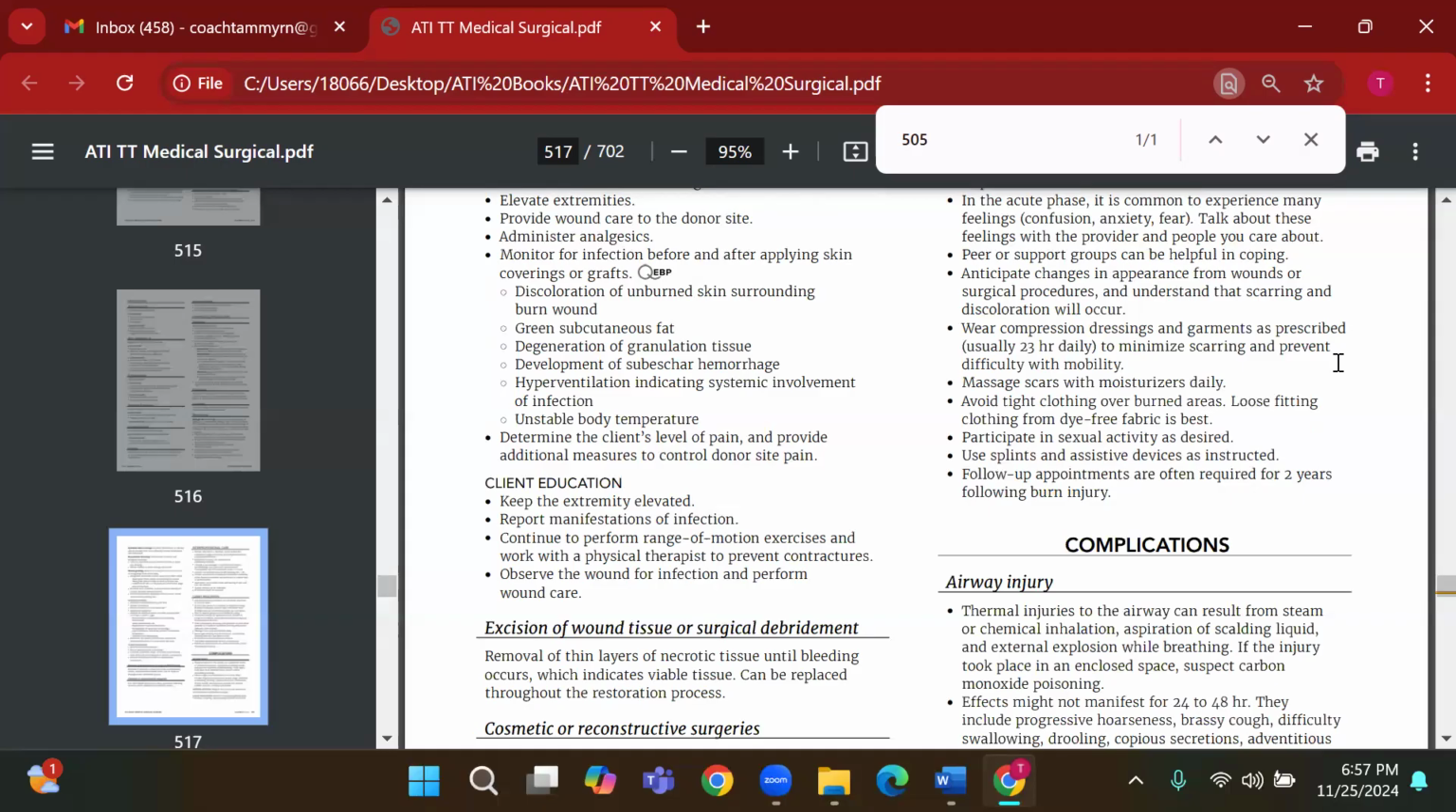One of the things it talked about with pressure dressings is how to wash them and maintain them. You just very lightly wash them and very lightly hang them to dry. You don't stretch them or anything like that.